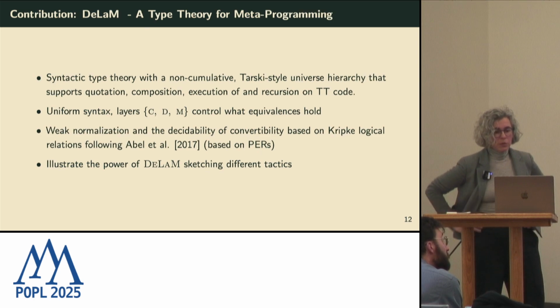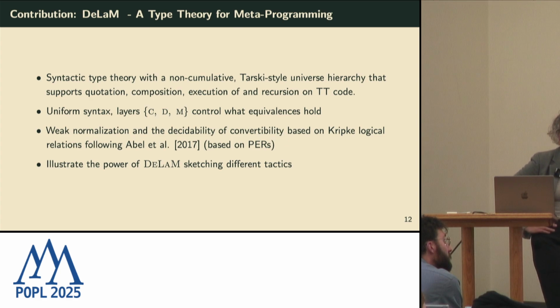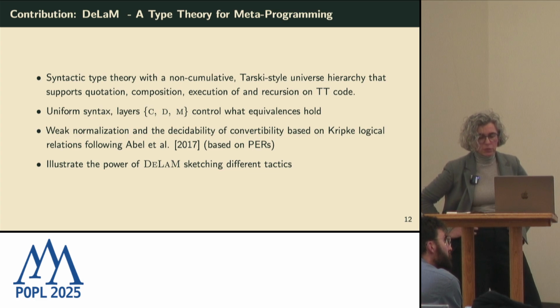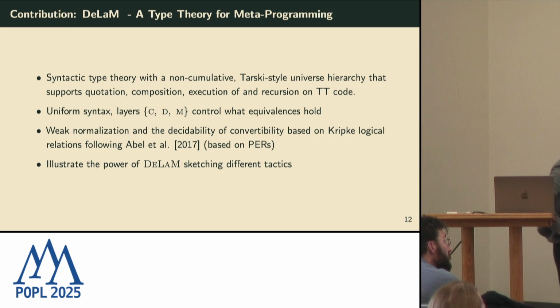So our main contribution is that we have a syntactic type theory with a non-cumulative Tarski-style universe hierarchy that supports quotation, composition, execution, and recursion of this type theoretic code. We have a uniform syntax. We have this layer that we have. So here we have C, D, and M, and that allows us to control what equivalences will hold.